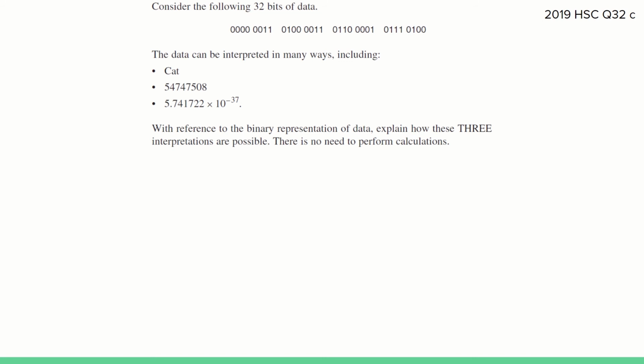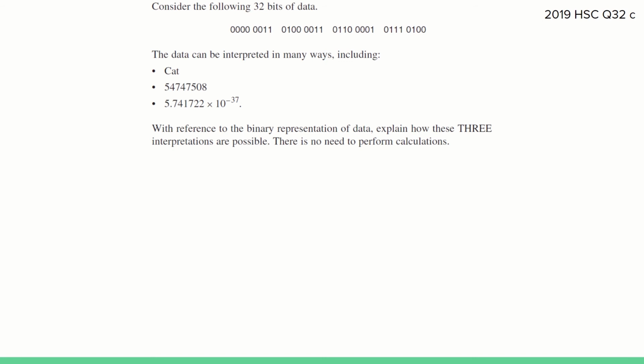Now, it's saying that it is correct, okay? But you need to explain with reference how these 3 interpretations are possible. You do not need to do any calculations, so it's telling you don't do math, okay? It is asking you how can those 3 things be correct in relation to those 4 bytes. First thing you go is cat only has 3 letters. All right? So it's asking for interpretation. Doesn't mean that it has to be 100% correct.